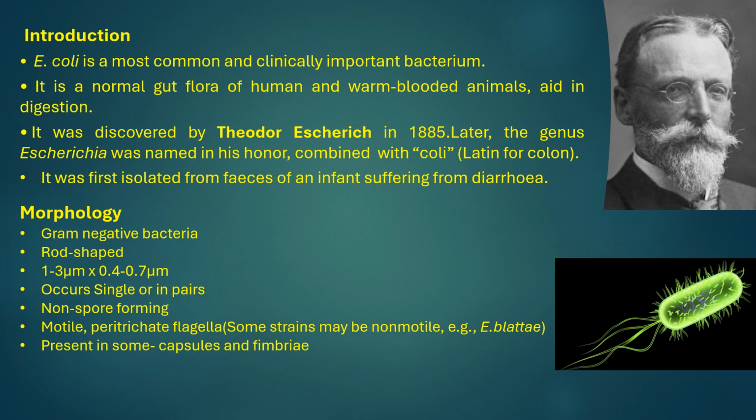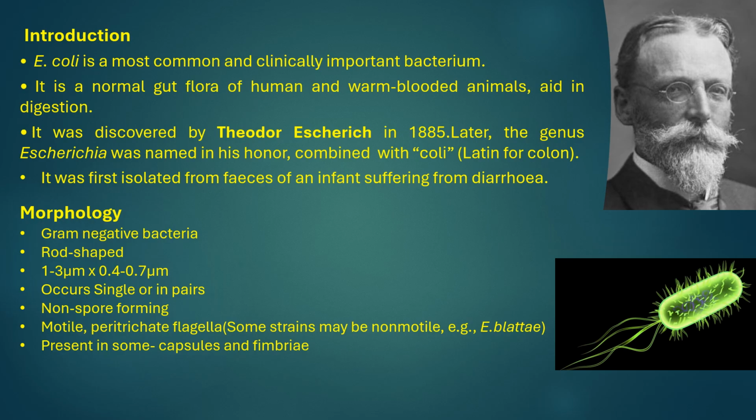Now let's move into morphology. Morphology is important for preliminary identification of any bacteria. Bacteria are generally classified into two groups, gram-positive bacteria and gram-negative bacteria, and this classification is based on the physical and chemical properties of the cell wall of bacteria. E. coli is gram-negative bacteria.